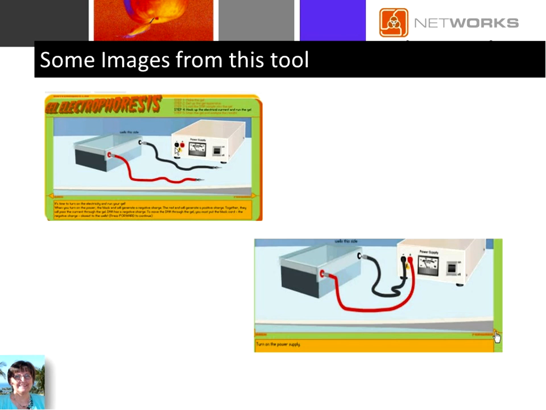Some of the images that they will see are related to, for example, connecting the gel electrophoresis tank to the battery, and how they connect red to red and black to black. They can drag these cables and move them to connect to the battery, just like it's shown here in the second picture.